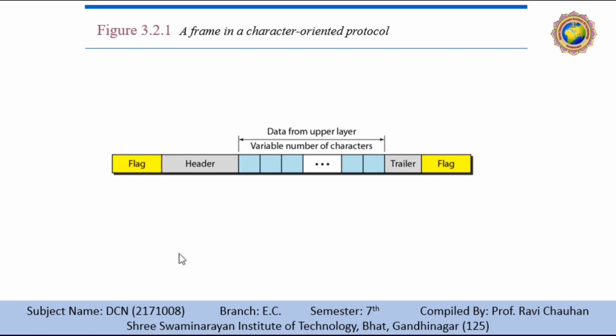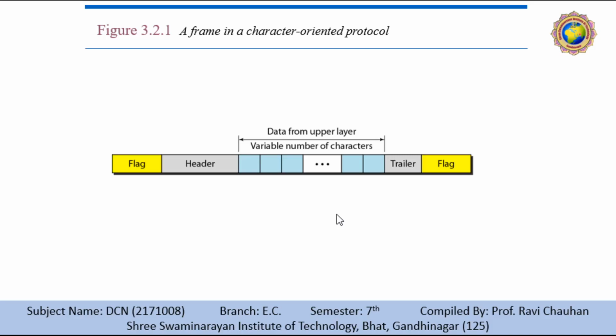Character oriented framing was popular when only text was exchanged by the data link layers. The flag could be selected as any character not used for text communication. Now, however, we send other types of information such as graphics, audio and video. Any pattern used for the flag could also be part of the information. If this happens, the receiver which encounters this pattern in the middle of the data thinks that it has reached the end of the frame.